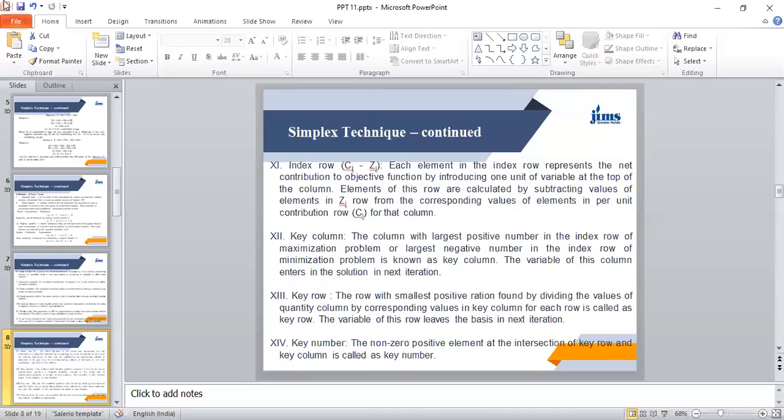Then comes the key row. The row with the smallest positive ratio, found by dividing the values of the quantity column by the corresponding values of the key column for each row, is called the key row. The variable of this row leaves the basis in the next iteration. Key number: the non-zero positive element at the intersection of the key row and key column is known as the key number.